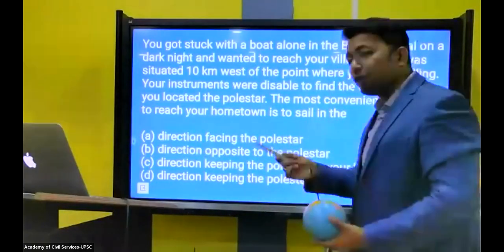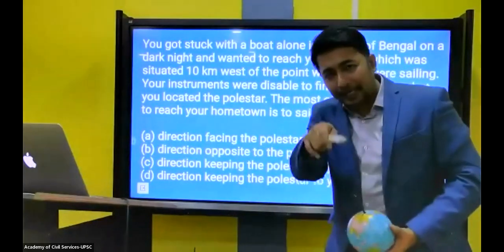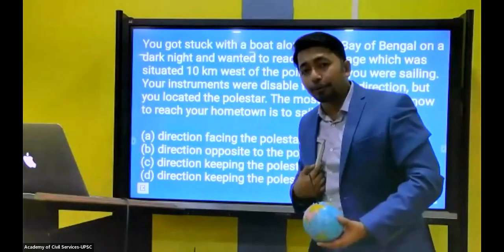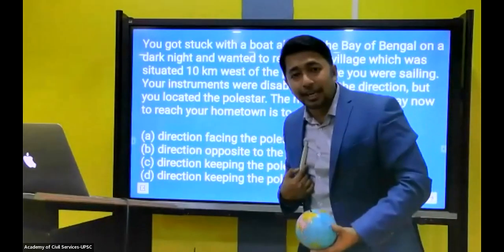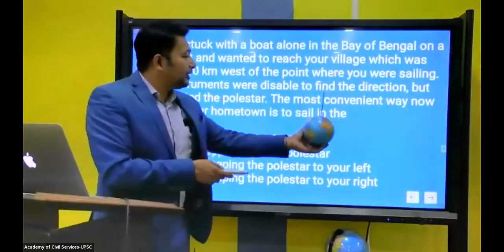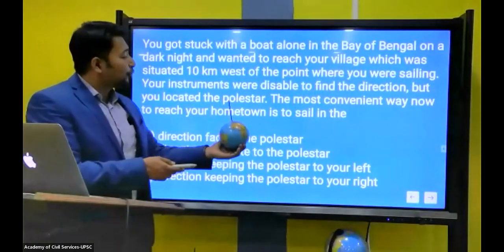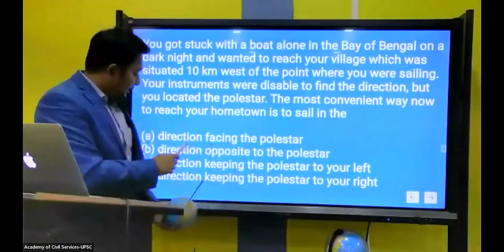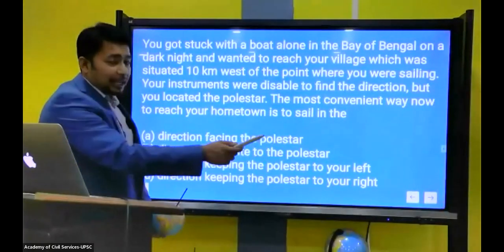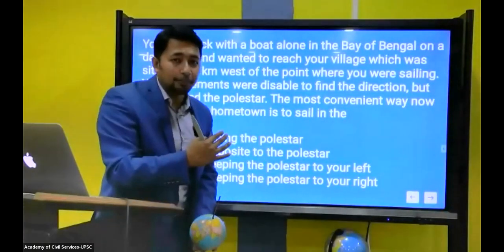Direction opposite to the pole star, like will you be going back from the pole star? Because I am your pole star now. I am your northern direction, right? The convenient way now to reach your hometown is to sail in a direction keeping the pole star. So pole star means you are facing the pole star, right?